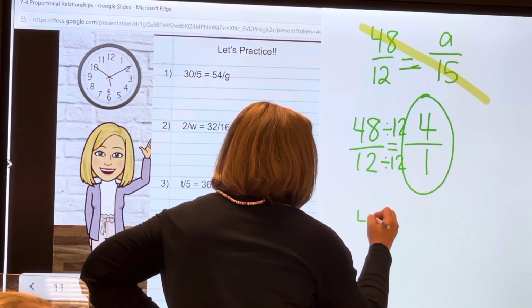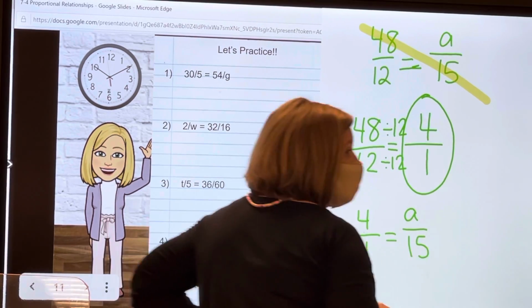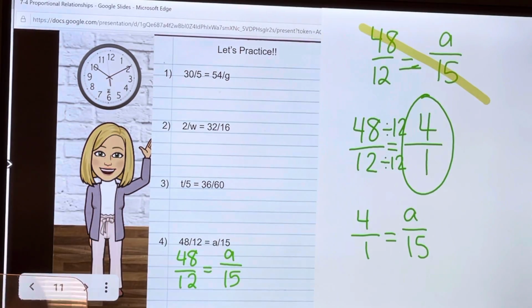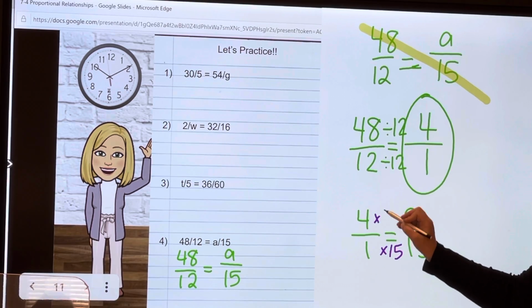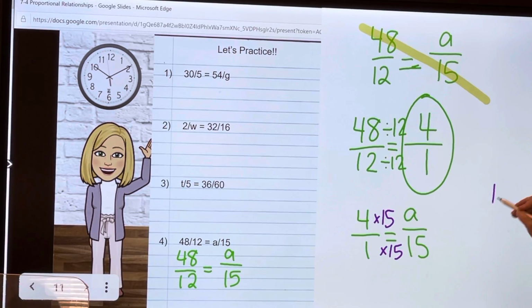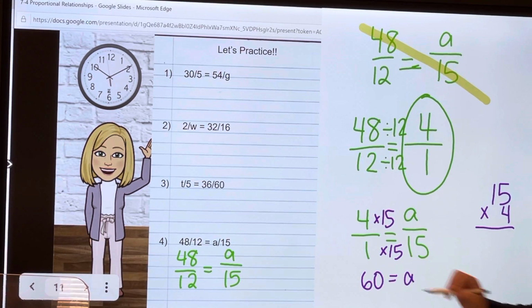So let's rewrite it. 4 to 1 equals A over 15. Now, can we figure out how to get from 1 to 15? How do I get from 1 to 15? Times 15. So 4 times 15 is what? 60. So A equals 60. Hold on, I need to write that. Some of y'all were making this way too hard, weren't you?